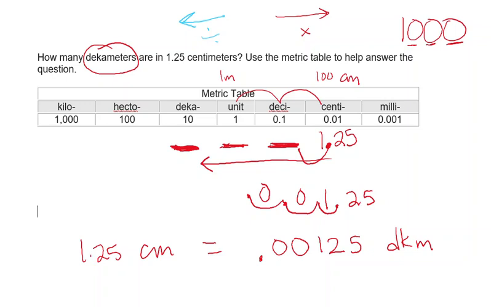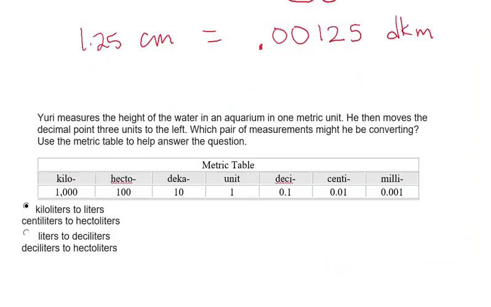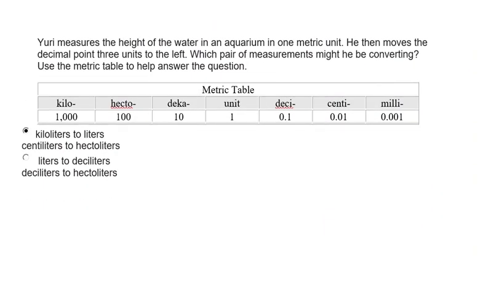Let's do another example. Here you measure the height of the water in an aquarium in 1 metric unit. Then you move the decimal point 3 units to the left. Which pair of units might he be converting? So the first option here is kilometers to liters. If we start at kilometers and then move to liters, liters would be our base unit.